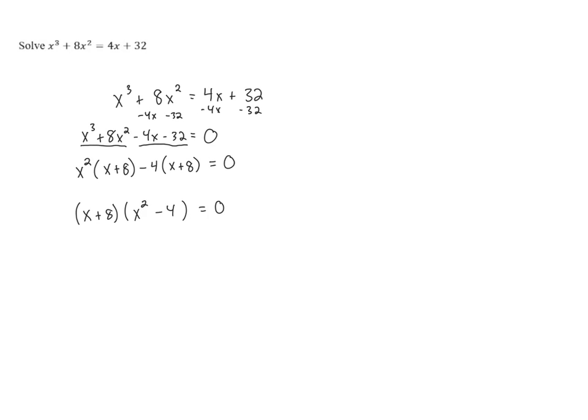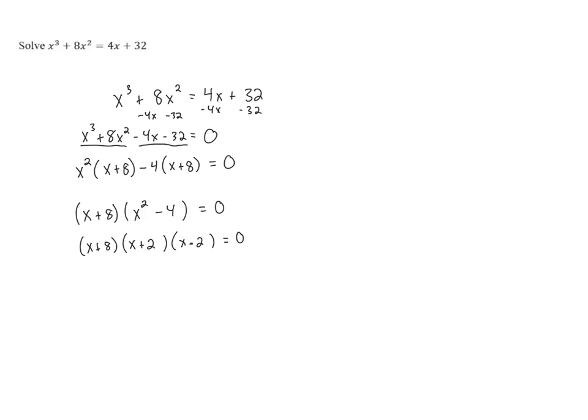But many of you are noticing right now that that x squared minus 4 is a difference of two squares, and it can be factored even further. We're going to keep that x plus 8 out front, but then x squared minus 4 is going to factor into x plus 2 times x minus 2. And now we have three factors on the left-hand side, and their product is 0.